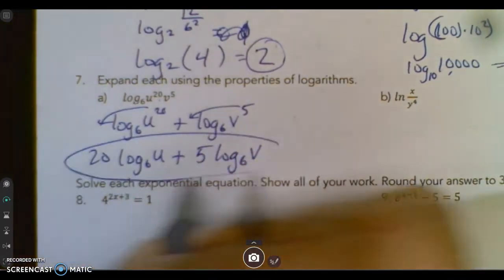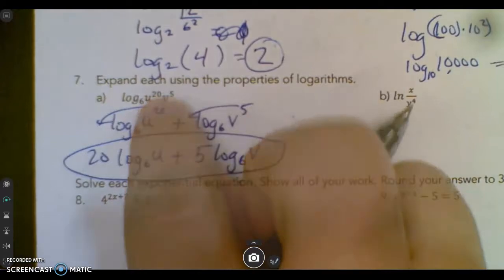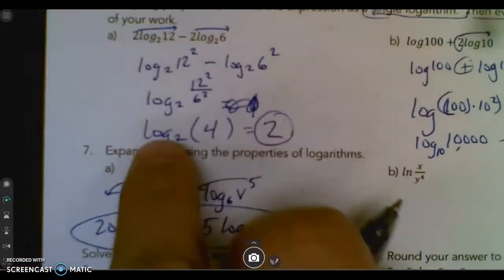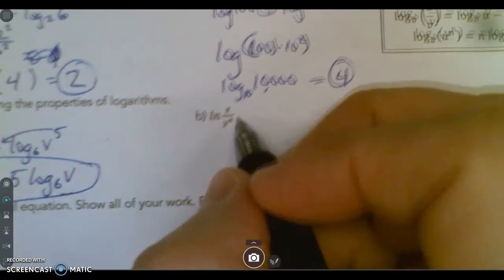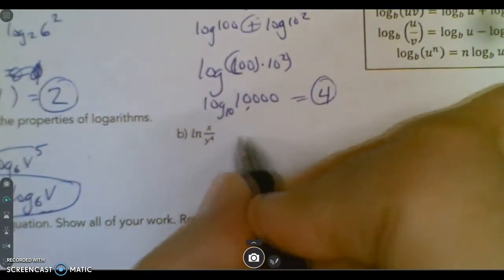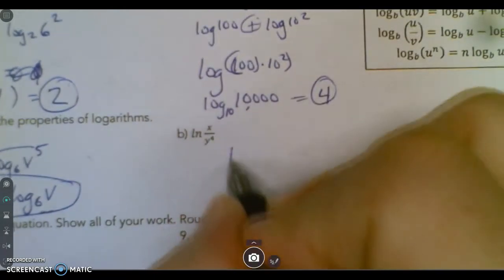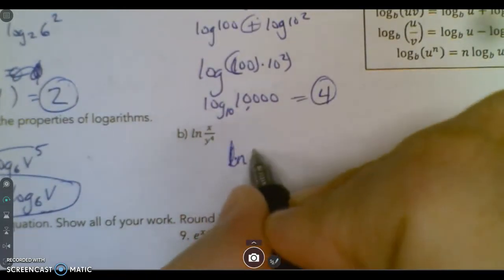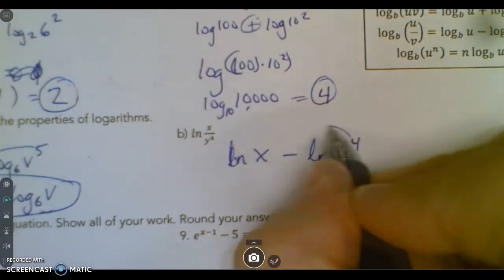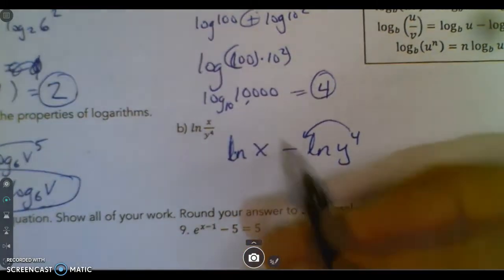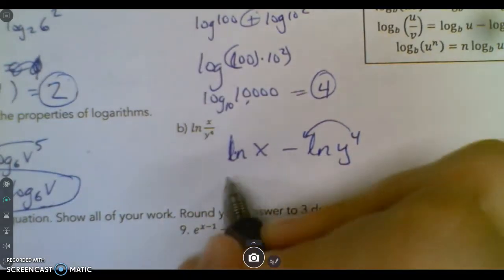And you can always check if you did it right by condensing it and seeing if you get back up there. Same with these problems. You could expand them. That one's harder, but alright. So this one too, you follow the leader. So when I see division, I'm going to think subtraction. So natural log of x minus natural log of y to the 4th. And then I can bring that 4 out. Always remember the thing on the bottom goes after the minus sign.